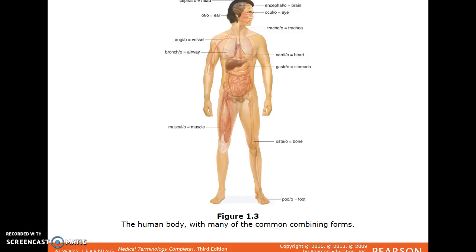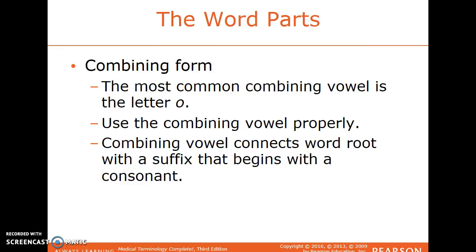So the human body has many combining forms. Cephalo, meaning head. Encephalo, meaning brain. Osteo, meaning bone. Musculo, muscle. Podo, foot. Lots of combining forms. Every body system has them, and you're going to learn a lot of them. They're going to be the key to learning medical terminology.